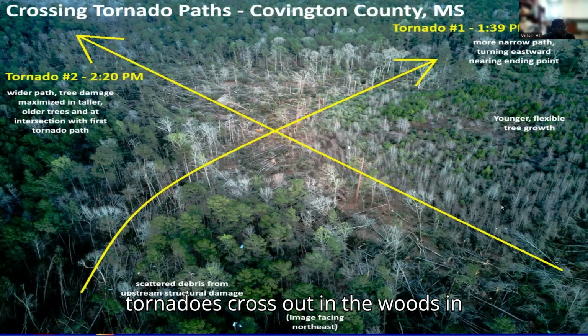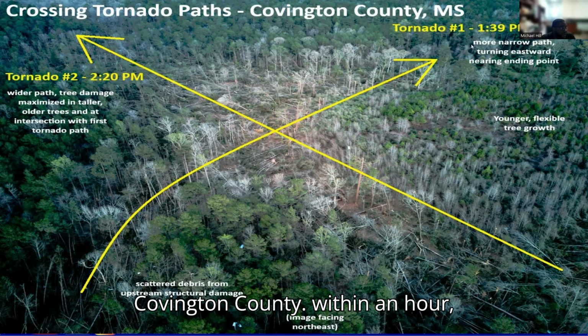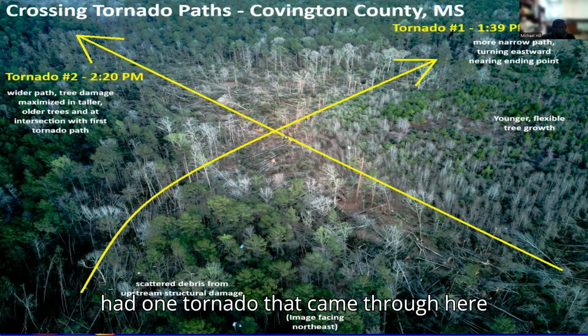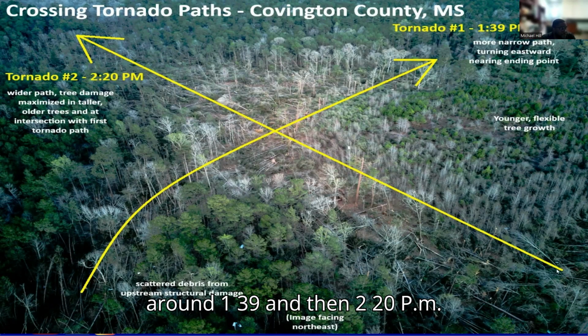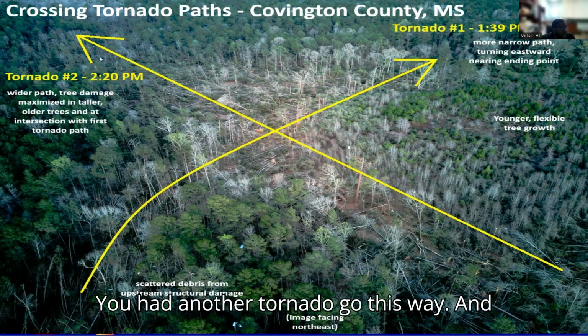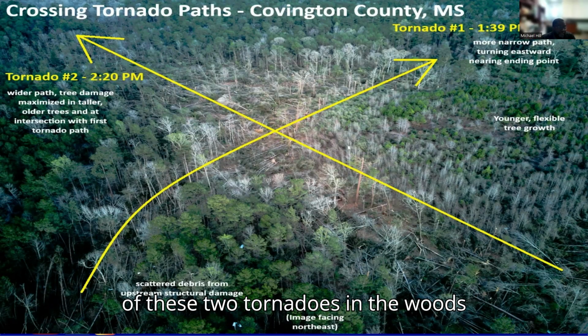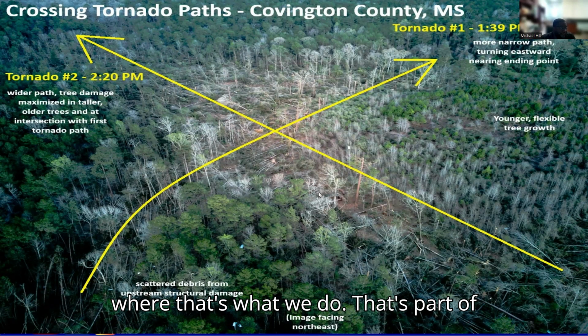Okay. This is just a really cool picture that we had from March 15th of this year. We actually had 2 tornadoes cross out in the woods in Covington County within an hour of each other. You had one tornado that came through here around 1:39, and then at 2:20 p.m. you had another tornado go this way.